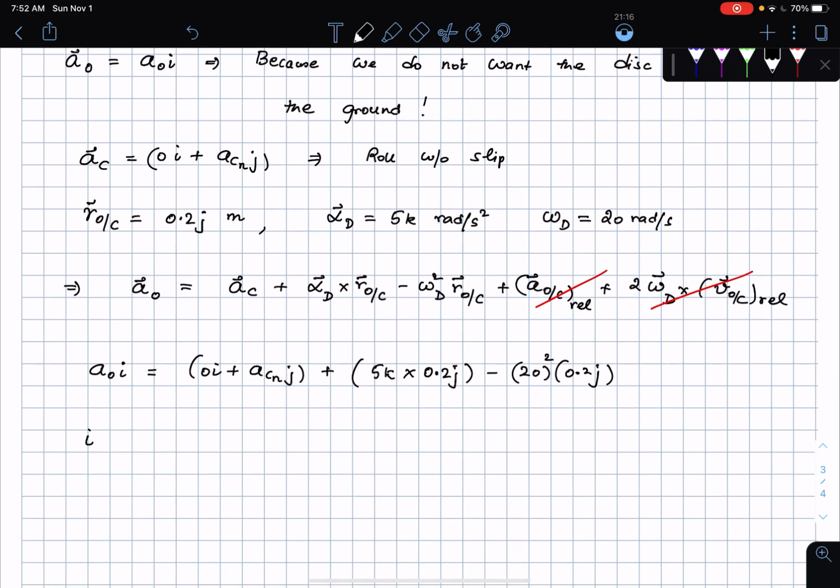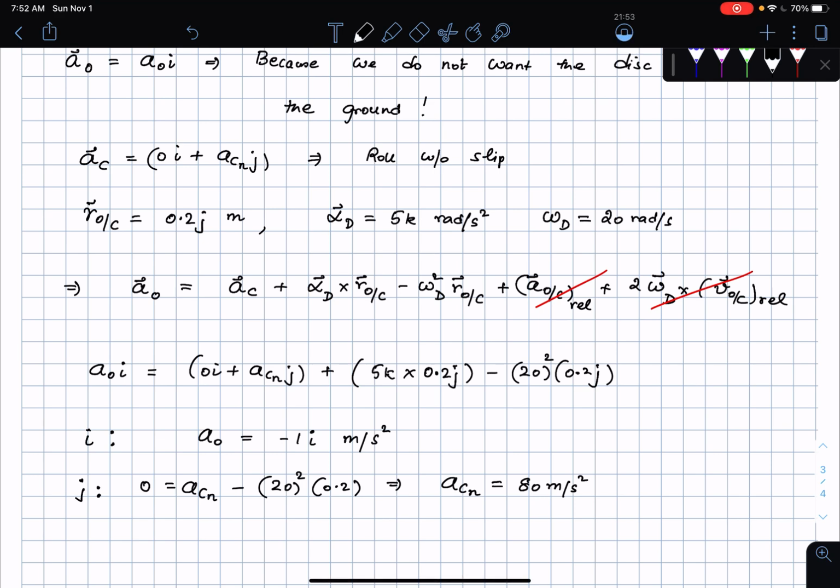Alright, so if I now take the I terms, I get the following. A0 is going to be 0I, then k cross j is minus I, right? And so I will be able to obtain the acceleration as minus 1I meters per second square. And if I take the j terms, I can of course obtain 0 is equal to ACN minus 20 square times 0.2, which implies that ACN is 400 times 0.2 or 80 meters per second square. It's not necessary for us.